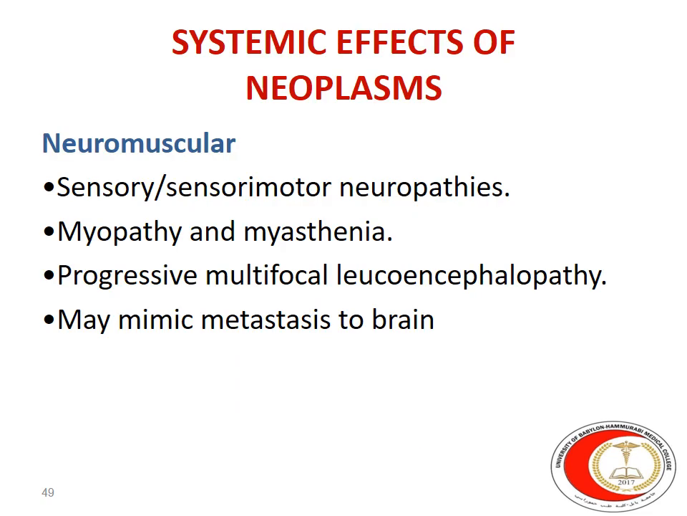Still in the systemic effects of a neoplasm, we have neuromuscular manifestations. We have sensory or sensorimotor neuropathies. A patient might present with myopathy and myasthenia, which is weakness of the muscle, and progressive multifocal leukoencephalopathy, and these changes may mimic metastasis to the brain.